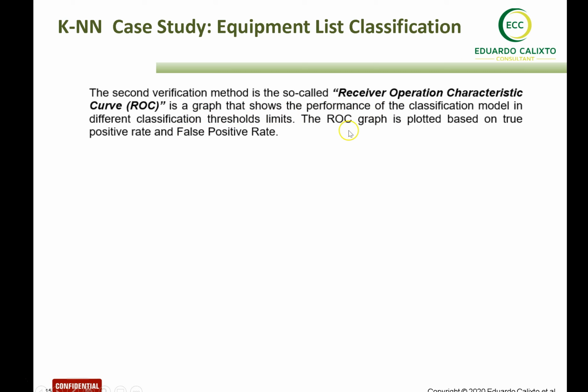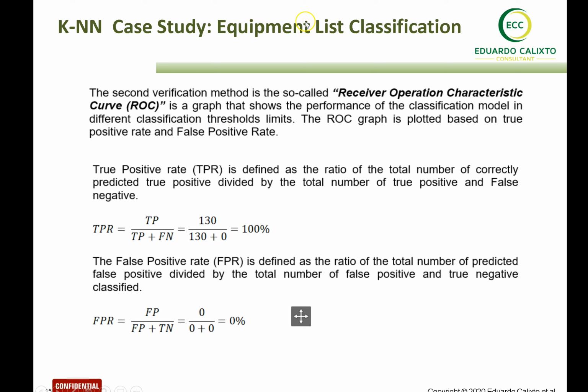So basically they consider the true positive rate and the false positive rate. I calculate the true positive rate using this formula here: true positive divided by true positive plus false negative, and the false positive rate is calculated by this equation: false positive divided by false positive plus true negative. That is 0.